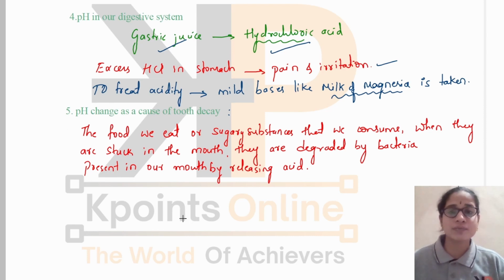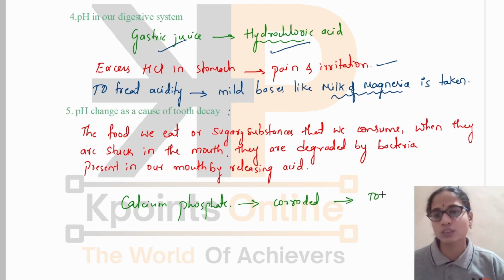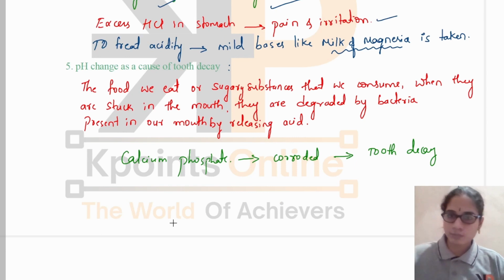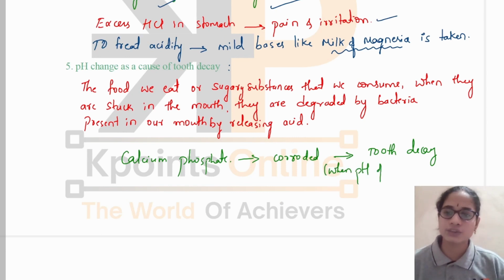Actually, the tooth enamel is made up of a very strong substance, that is calcium phosphate. What happens once the bacteria release acids into our mouth, it will get corroded. The tooth enamel gets corroded and it causes tooth decay when the pH of the mouth decreases below 5.5. When the pH of the mouth is less than 5.5, this is how tooth decay happens.